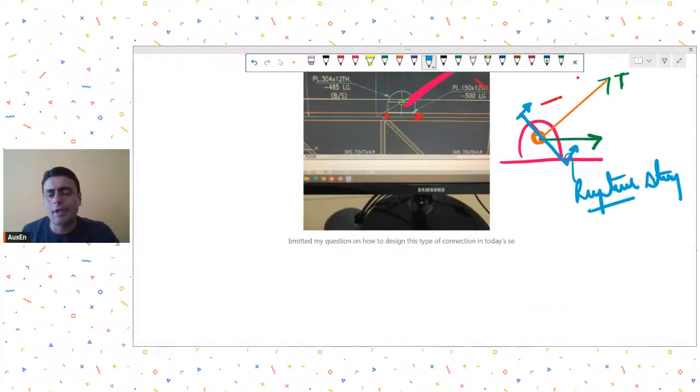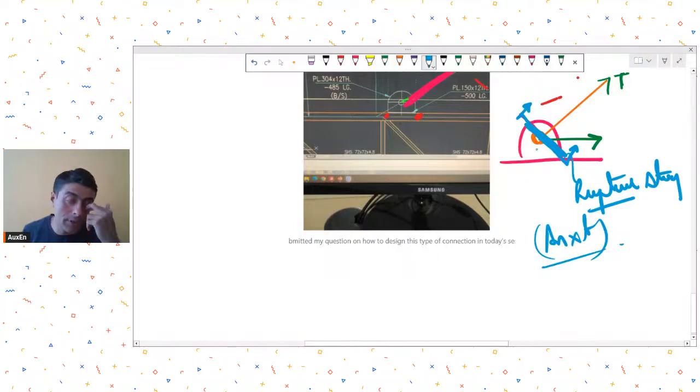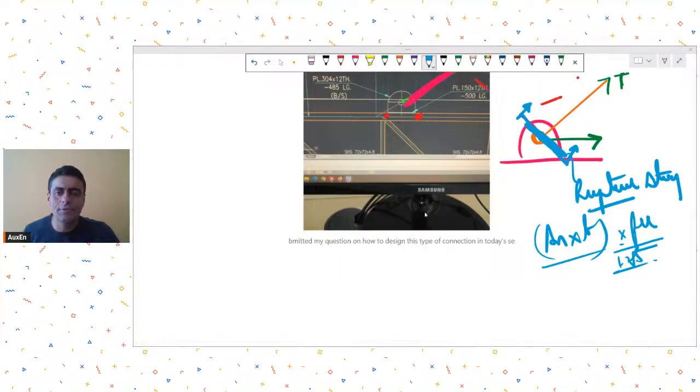Perpendicular to this tension line, on this cross section, you find out the net area into thickness. In the net area you will have to subtract the hole diameter, into whatever fu, and whatever the safety factor is. I think it is 1.25. So basically, you find the rupture strength on the net section, and again, maybe on a perpendicular line, you find the yield strength.